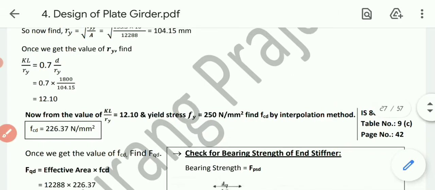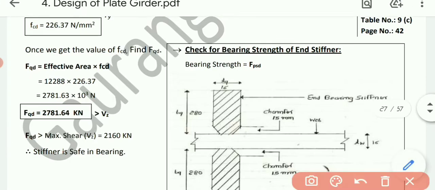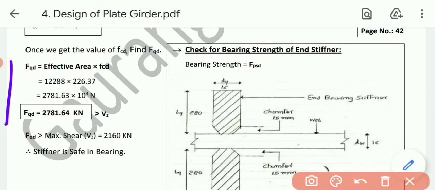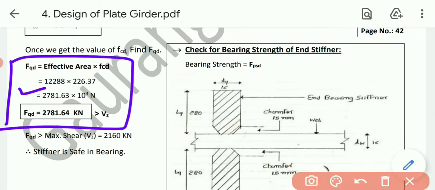Once I get the FCD, now I can get the buckling strength. Say FQD equals effective area into FCD. Area 12288, and FCD 226.37. So I got the answer 2781.63 into 10 raised to 3 Newton, so 2781.63 or 64 kilonewton. This answer must be greater than Vz.